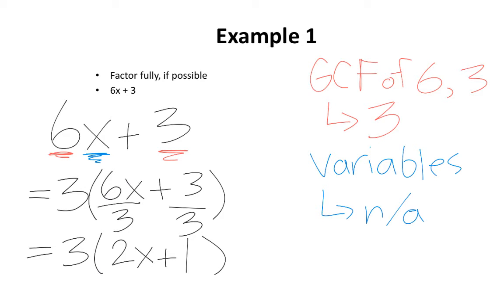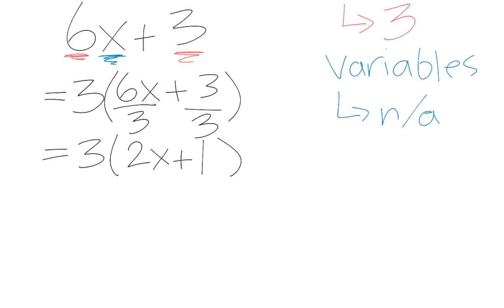Therefore, we've just factored our expression of 6x plus 3. When factored, it becomes 3 bracket 2x plus 1 bracket. If you wanted to check your work, you could apply the distributive property and you would get the question. And if you get the question, then you've found the correct answer. I'll show you what I mean by doing that down below.